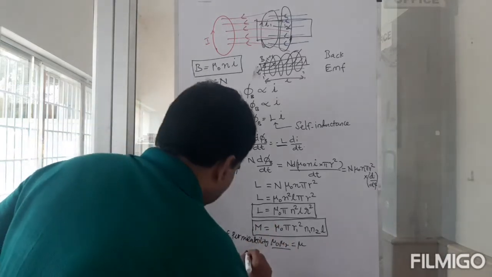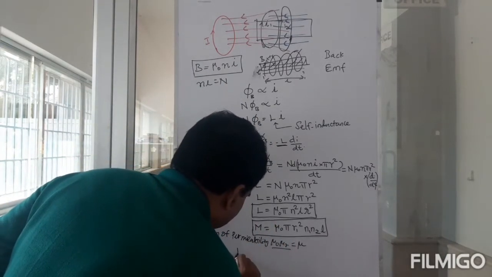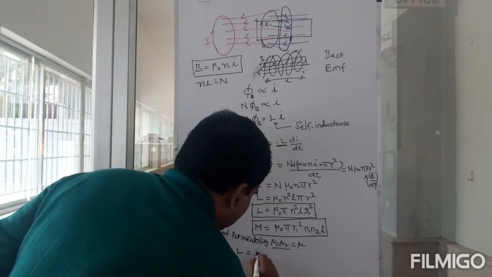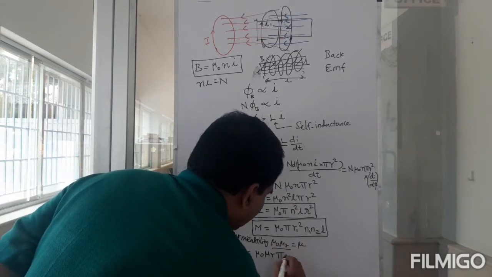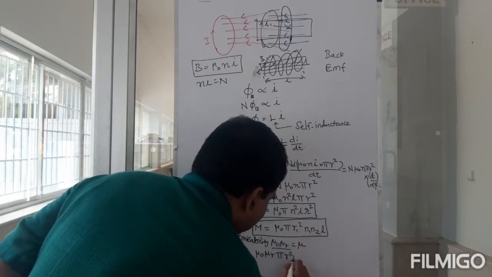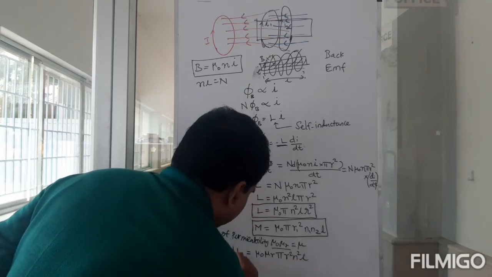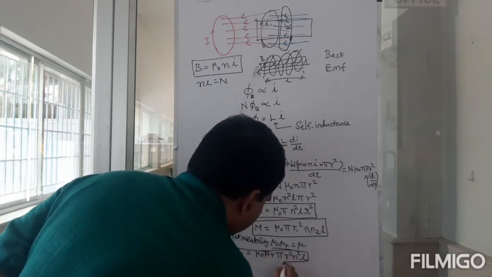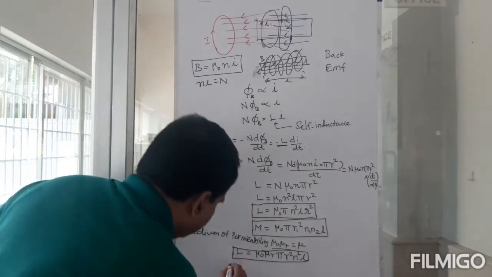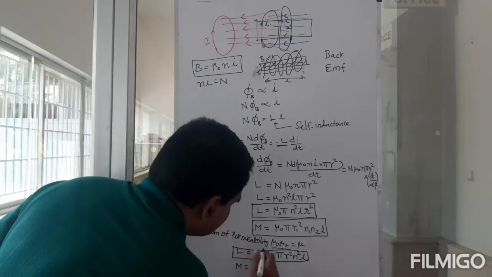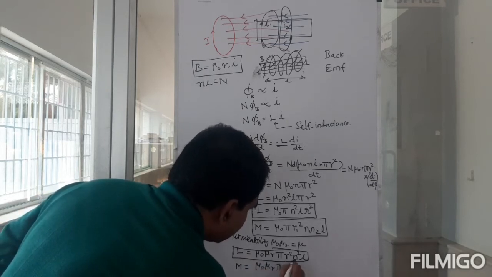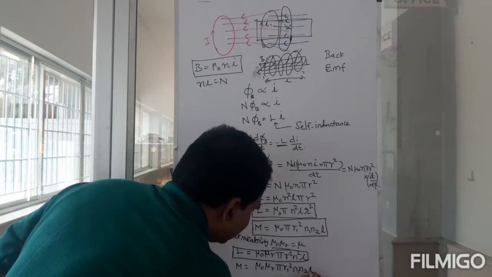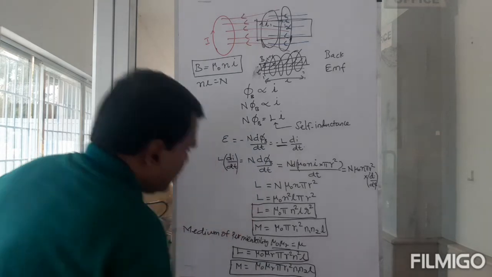So in that case, your L is going to be mu naught mu R, then pi R squared N squared L. Or for M, in that case, it is going to be equal to mu naught mu R pi R1 squared N1 N2 L.